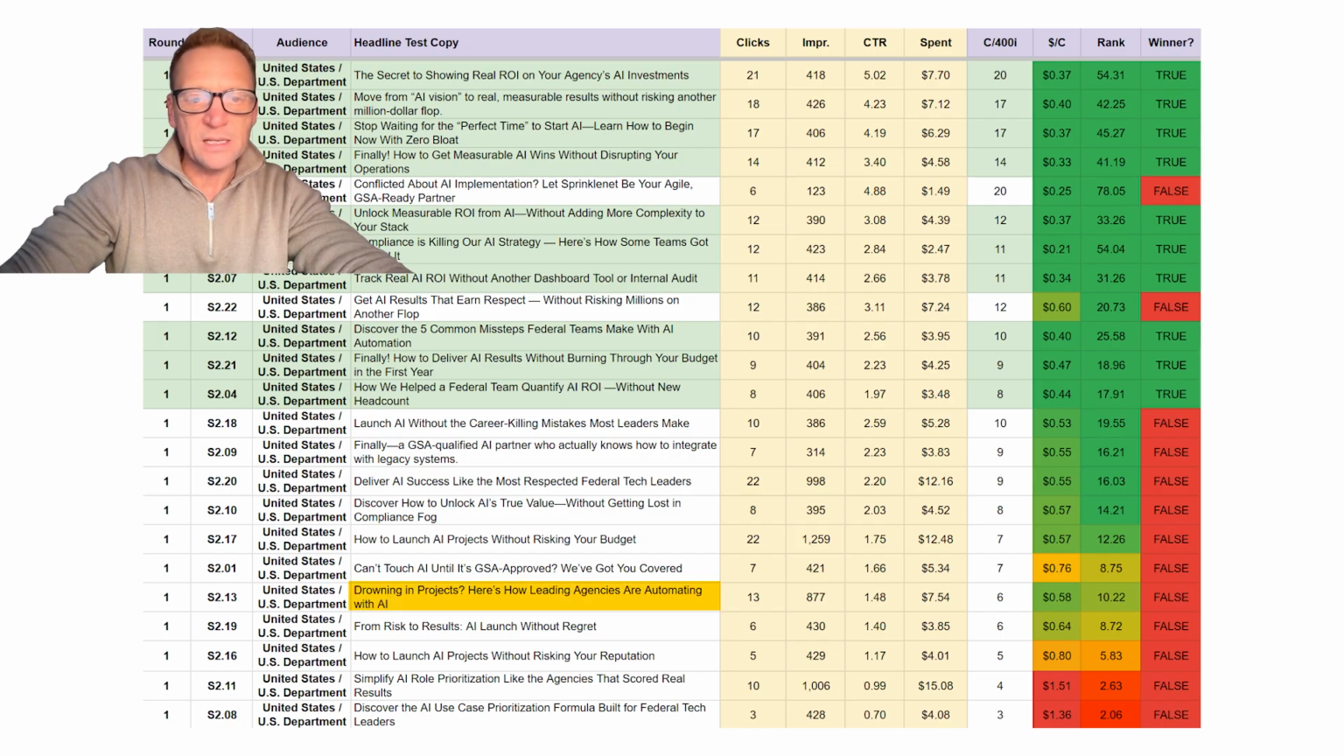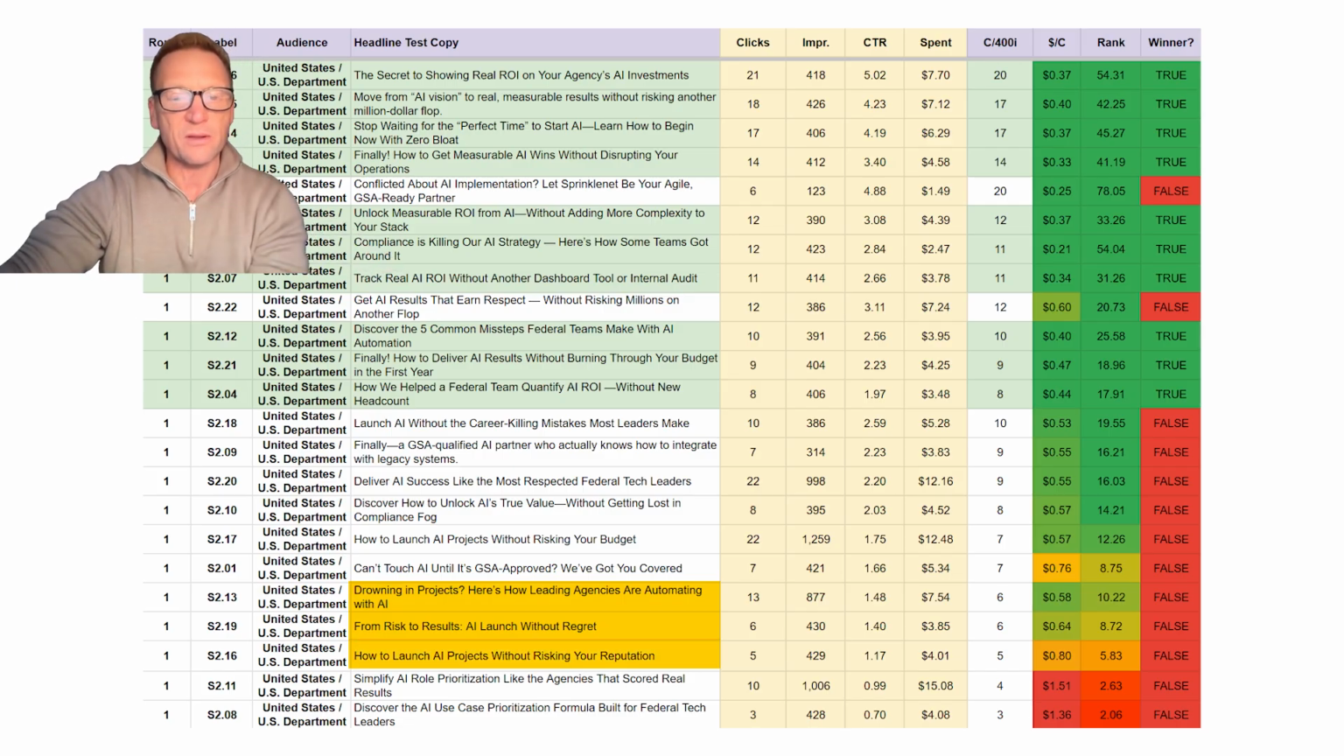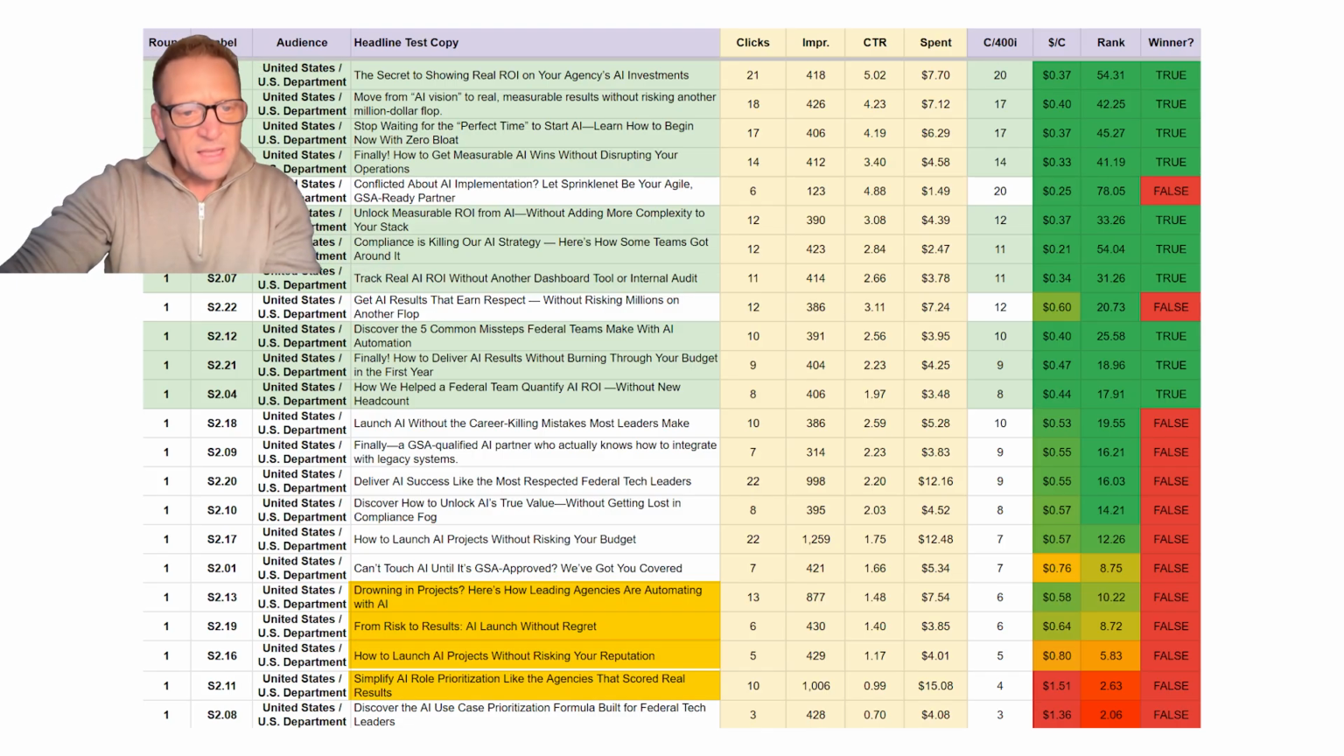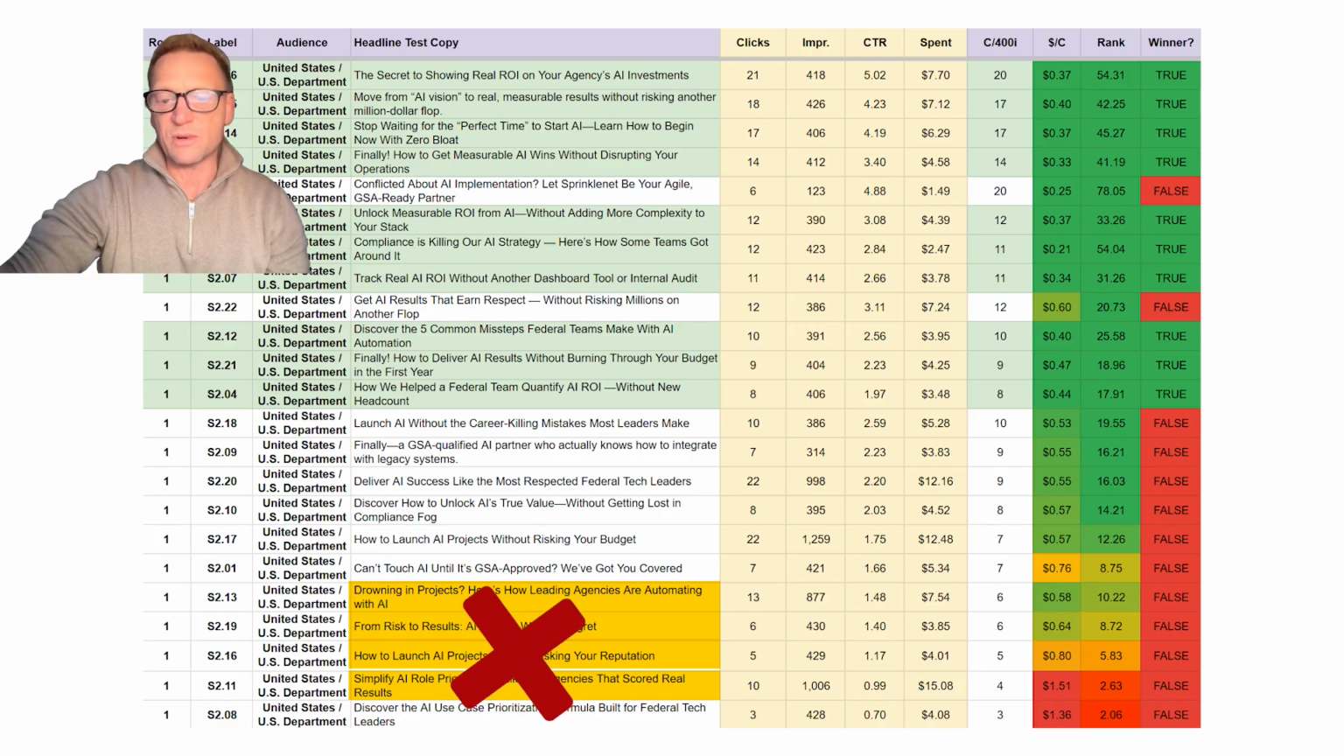Drowning in projects. Here's how leading agencies are automating with AI. From risk to results. AI launch without regret. How to launch AI project without risking your reputation. Not a thing at all. Simplify AI role prioritization. Like the agencies that scored real results, nothing of that is really working here.